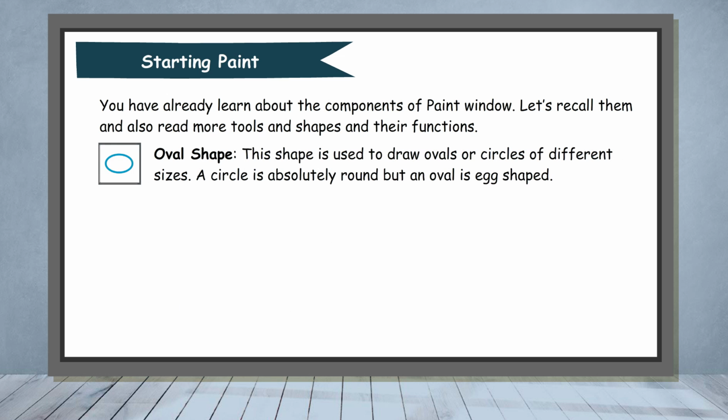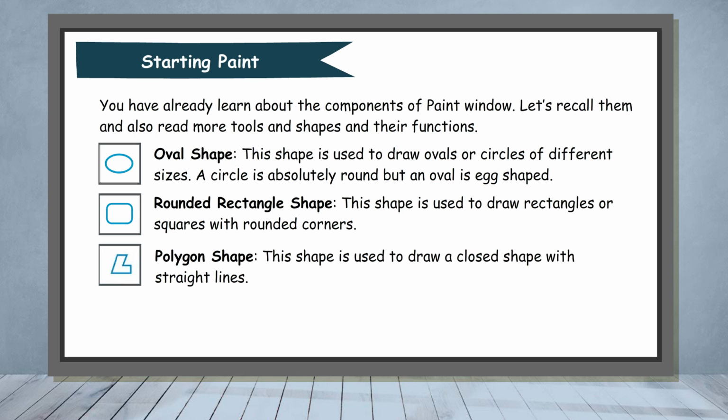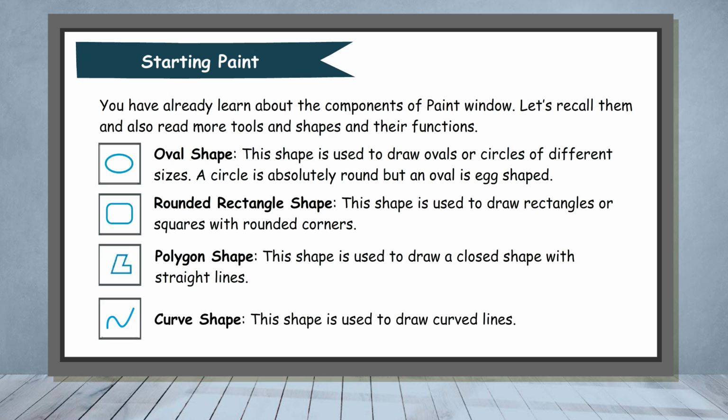Oval shape. This shape is used to draw ovals or circles of different sizes. A circle is absolutely round, but an oval is egg-shaped. Rounded rectangle shape. This shape is used to draw rectangles or squares with rounded corners. Polygon shape. This shape is used to draw a closed shape with straight lines. Curve shape. This shape is used to draw curved lines.